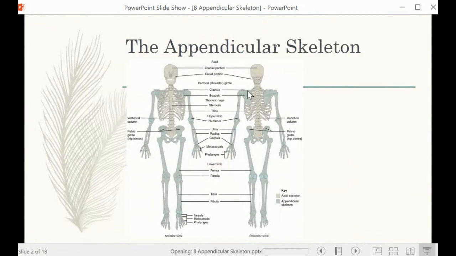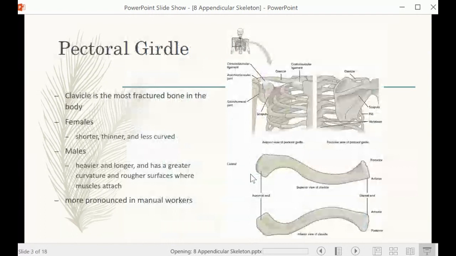So remember that the appendicular skeleton is all of the appendages that come off of the axial skeleton. So we have the scapula, the clavicle, the humerus, the ulna and the radius, as well as the carpals, the metacarpals, and the phalanges for the upper appendicular skeleton. And then for the lower appendicular skeleton, we have the pelvic girdle, we have the femur, the patella, the tibia, the fibula, the tarsals, metatarsals, and the phalanges.